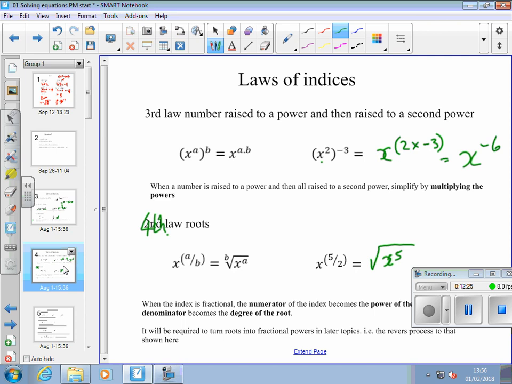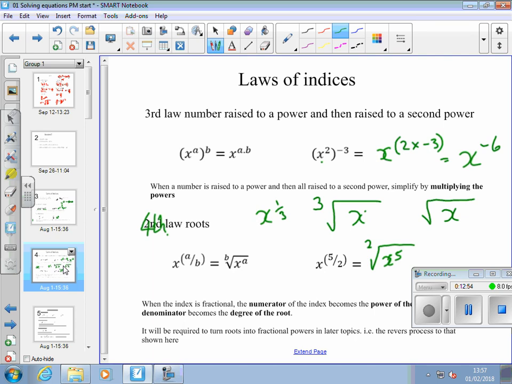You can put the 2, but normally we don't put the 2 for a square root. That's just by convention. It's the square root of x. That is the cube root of x, which would be x to the power of a third.